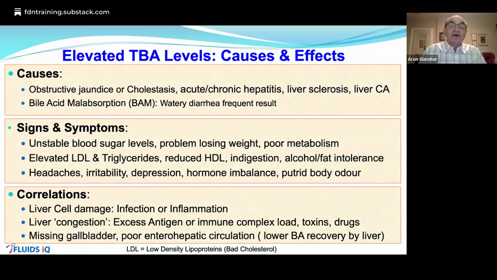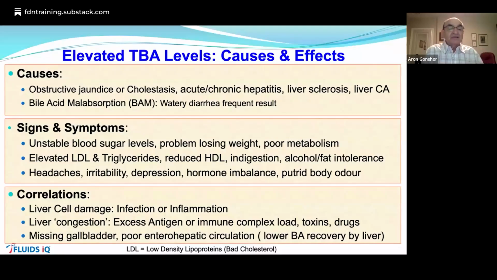Well, the causes are quite well known. If you have obstructive jaundice, cholestasis, acute or chronic hepatitis, liver sclerosis, and cirrhosis for people with high alcohol levels, or in the tragic cases of liver cancer, you can have that. Or what you see more often than you would think is something called BAM. And what's BAM? BAM is bile acid malabsorption. You're just not absorbing those bile acids properly. And these people get a very watery diarrhea, going to the bathroom frequently.